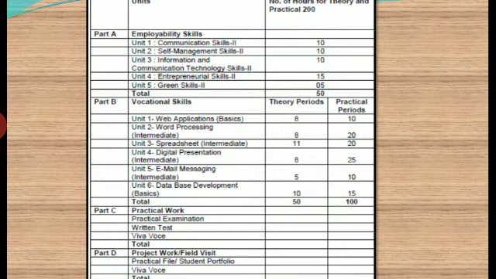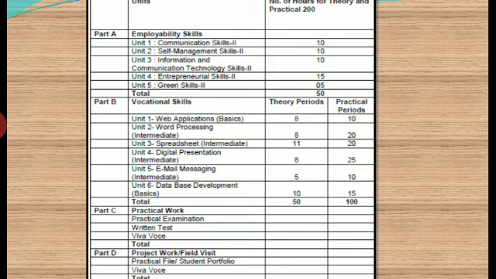So, our syllabus has been divided into 4 parts. Part A, that is employability skill. Part B, that is vocational skill. Part C, that is practical work. And part D, that is project work. Parts A and B are the theoretical portion, whereas parts C and D are the practical portion.